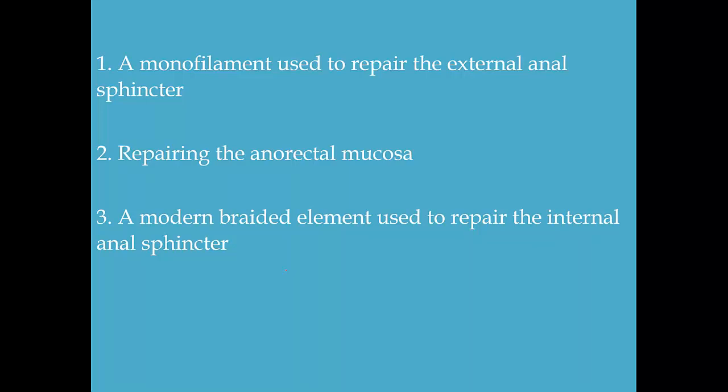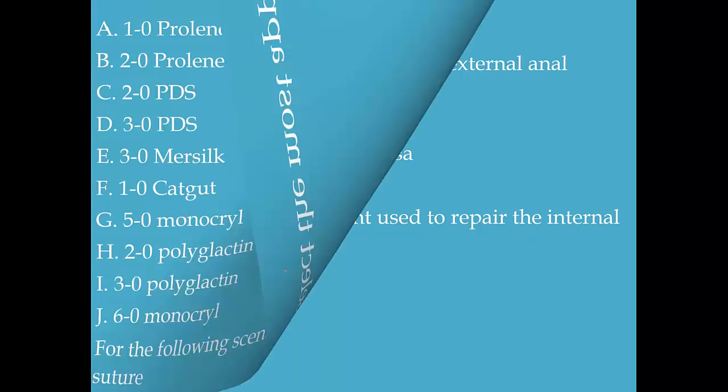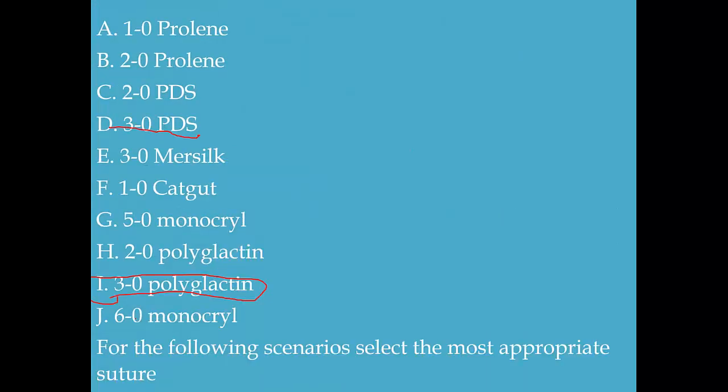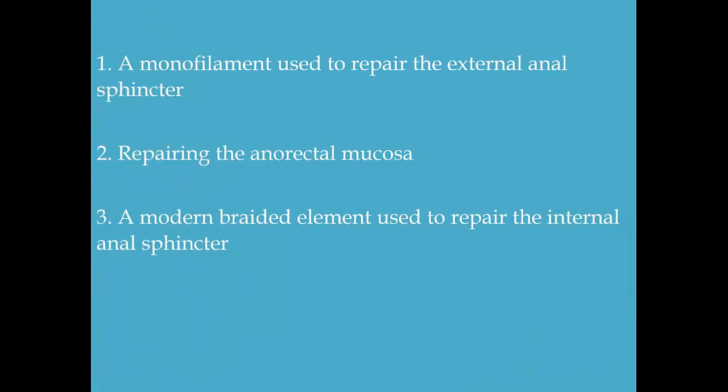What about the third one? A modern braided suture used to repair the internal anal sphincter is the 2-0 polyglactin. It's the same Vicryl as for the external anal sphincter. So you can use 3-0 PDS or 2-0 Vicryl. Yes, 2-0 Vicryl, polyglactin. Okay, thank you.